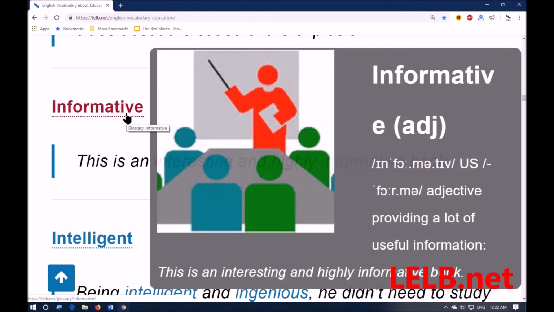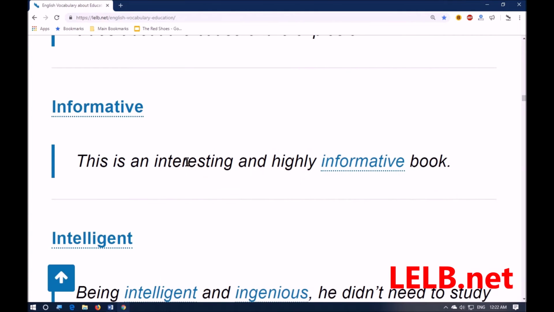Informative, and it means providing a lot of useful information. This is an interesting and highly informative book.